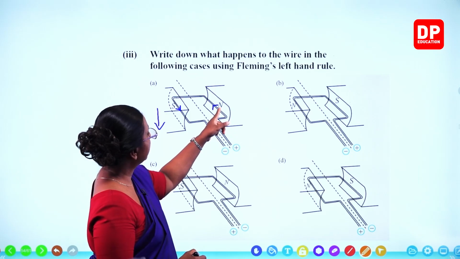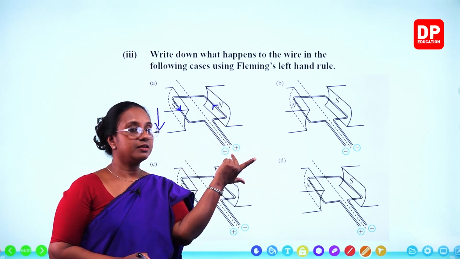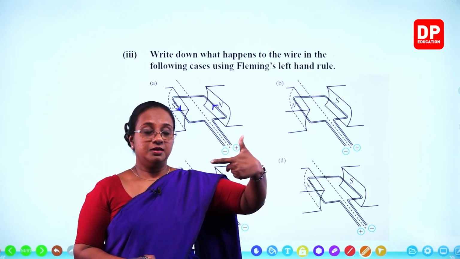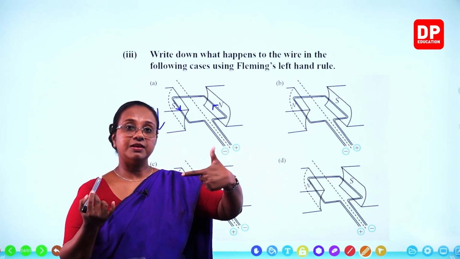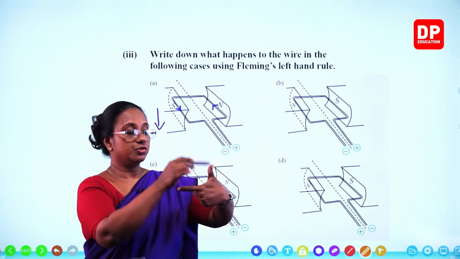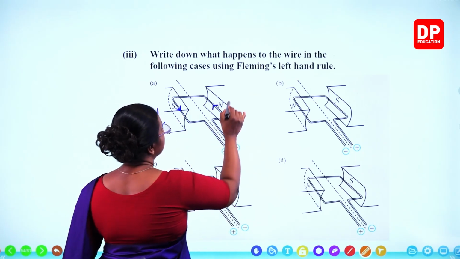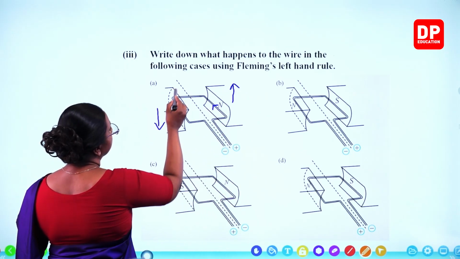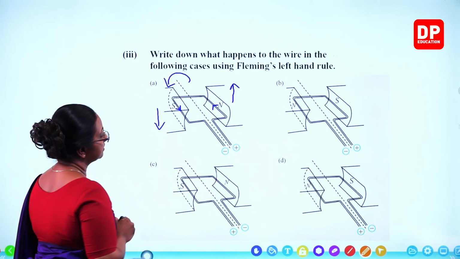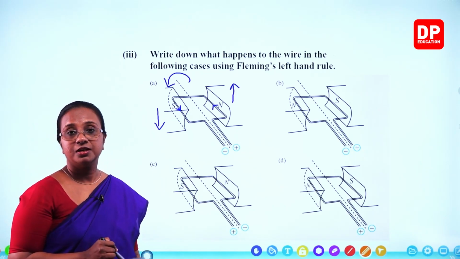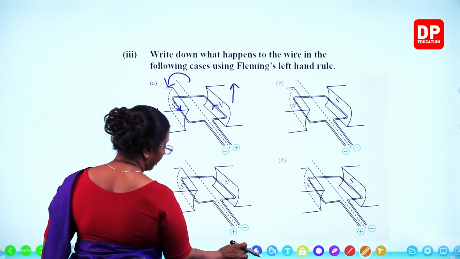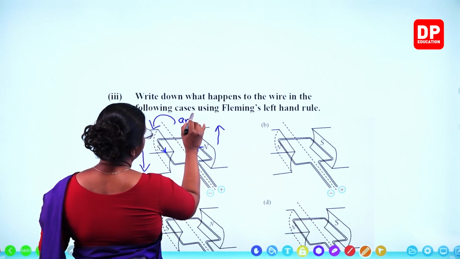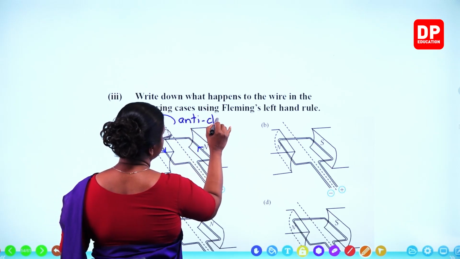The same way if you take this, you can see current is flowing into the board. So it's here, magnetic field this way, north to south. So the force is upwards. So here of course force upwards. Then how will the coil rotate? It will rotate in this direction. What is that direction? It is the anti-clockwise direction.